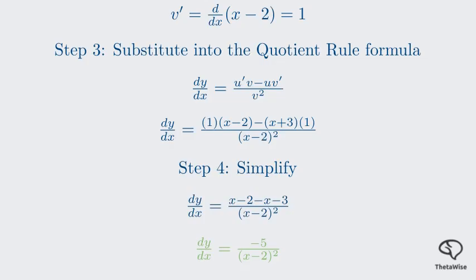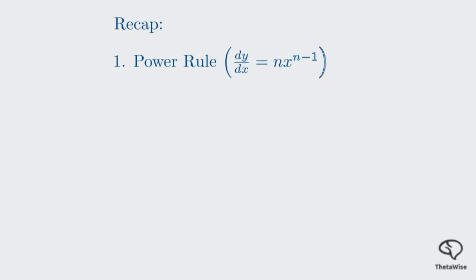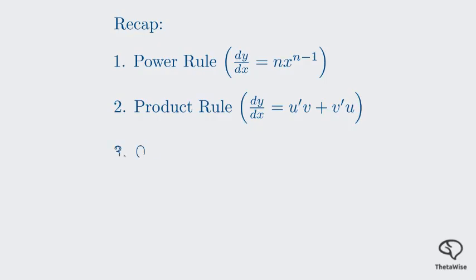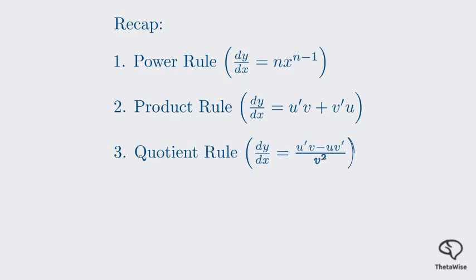Let's quickly recap what we've accomplished in this video. We started with our goal to understand and apply the power, product, and quotient rules. First, we applied the power rule, y equals n x to the n minus 1, to differentiate square and cube roots after first converting them to exponent form. Second, we used the product rule, u prime v plus v prime u, for functions that were a multiplication of two other functions. Finally, we used the quotient rule, u prime v minus v prime u over v squared, for functions that were one function divided by another.